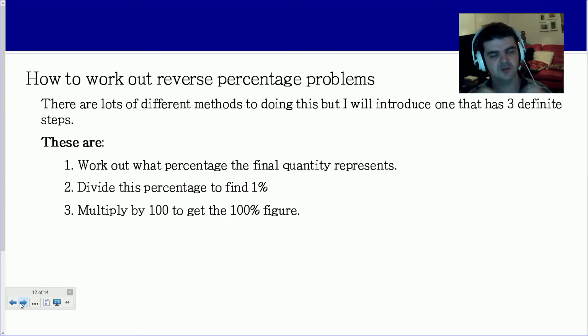language-based solution to it. So if you don't get this, then come back to me, and as you know, I'll find another way to teach the problem that's just for you. And if you want, I'll make you a movie on it. Is that a deal? Cool. Let's go. How to work out reverse percentage problems.